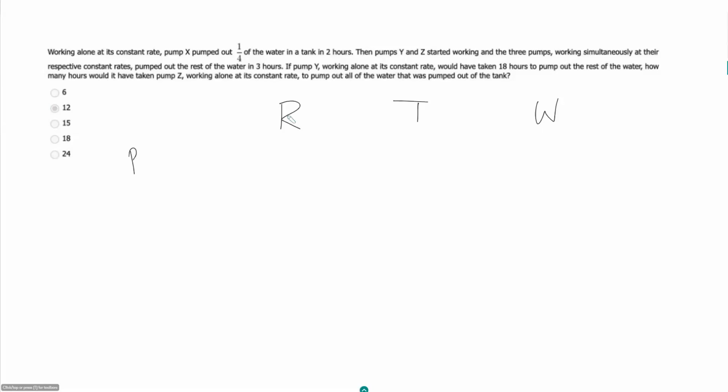We have pump X, and its rate is given here. It can pump out 1/4 of the water every 2 hours, so 1/4 of a tank, which is equal to 1 tank every 8 hours if we simplify this.